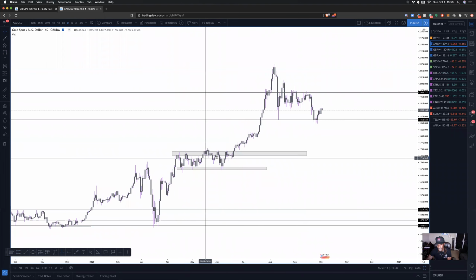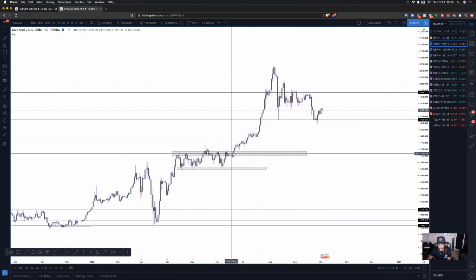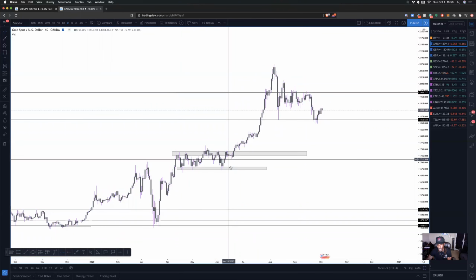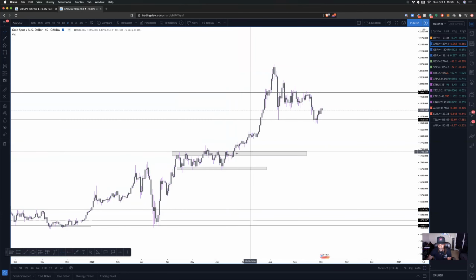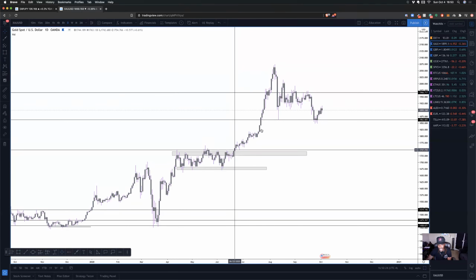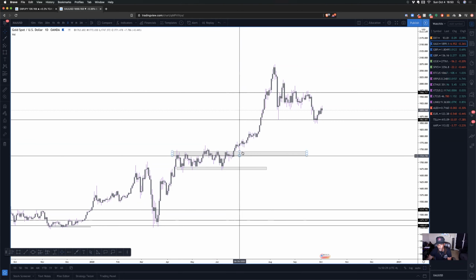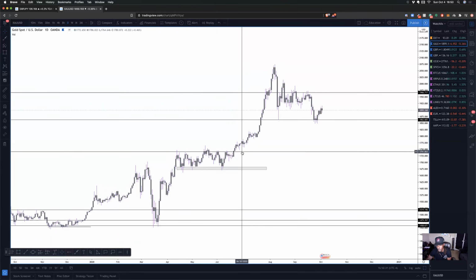But when it starts to consolidate, that's when I just leave it alone for a little bit, because like I said, it will wick both ways, take you out, and then move. So I didn't catch this whole up move, but that's just me personally. I don't like messing with it when it consolidates around certain levels.